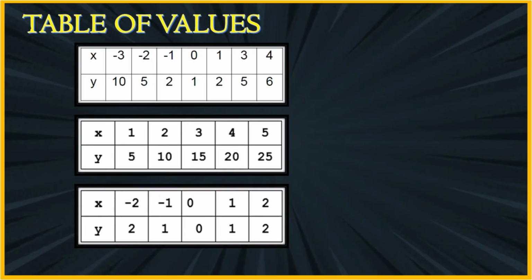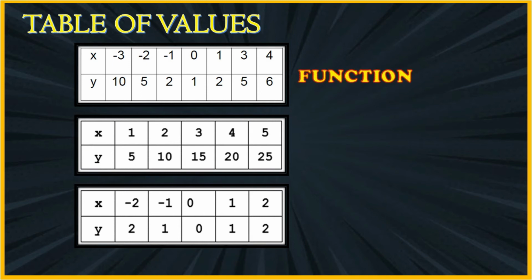Let's determine if the following tables of values are functions or not. The first table of values, we have X is -3, -2, -1, 0, 1, 3, 4, and the Y values are 10, 5, 2, 1, 2, 5, 6. By looking at the X values, there is no same number. -3 is different from 3. So, the first table of values is a function.